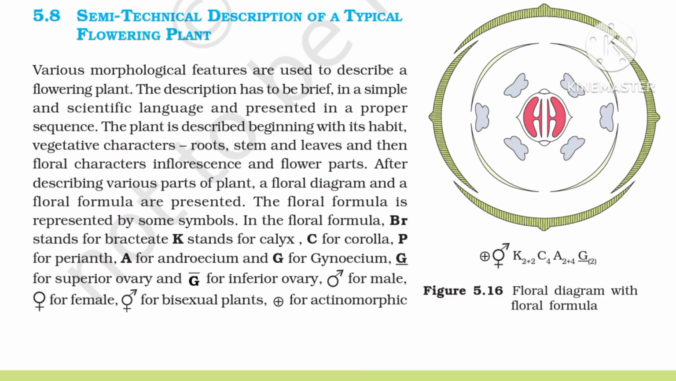The floral formula is represented by some symbols. In the floral formula, Br stands for bracteate, K stands for calyx, C is for corolla, P for perianth, A for androecium, G for gynoecium, G underlined for superior ovary, G with a line above for inferior ovary, a circle with an arrow for male, a circle with a plus sign for female, a circle with both signs for bisexual, a plus sign above a circle for actinomorphic, and a percentage sign for zygomorphic nature of flower.